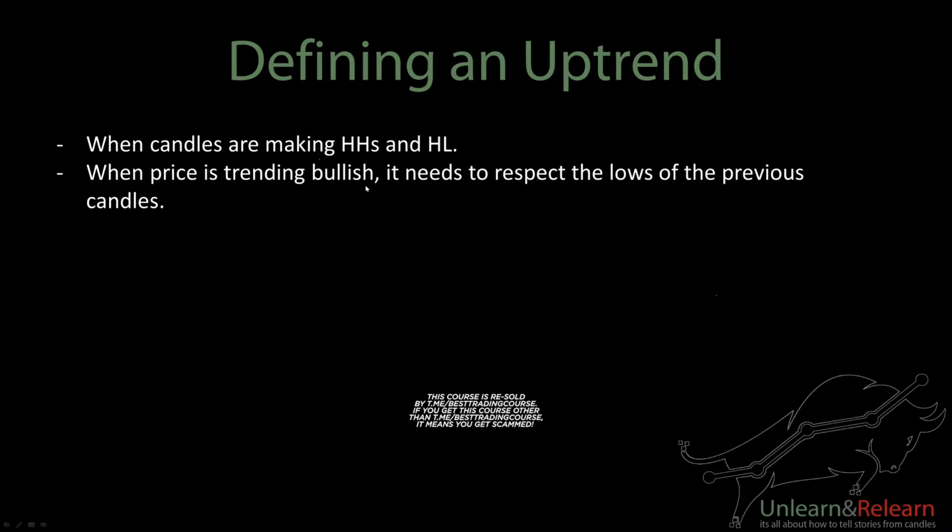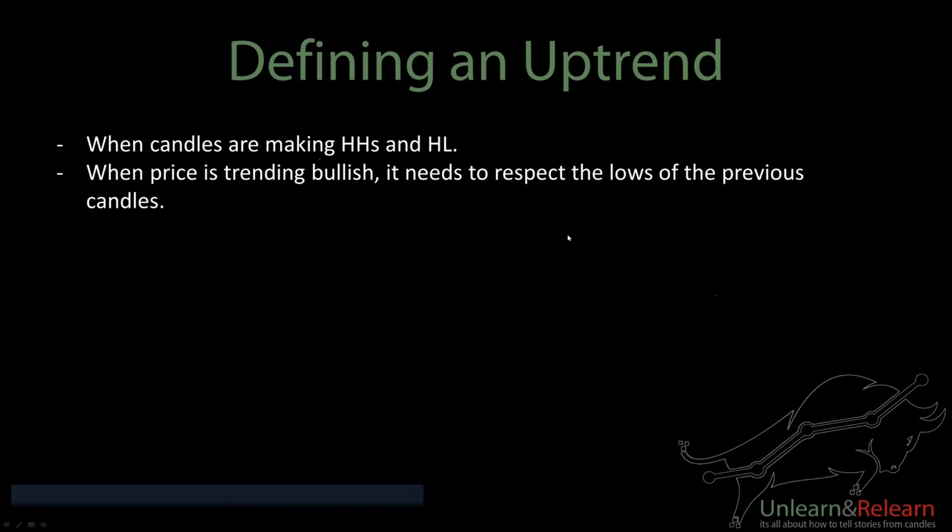When price is trending bullish, it needs to respect the lows of the previous candles, right? I'm not going to mention the trends, I'm going to mention the candles. So basically, let's say you have a support formed. Now you have to understand, if you're going to see an uptrend, where does an uptrend start from? That's what you have to understand.